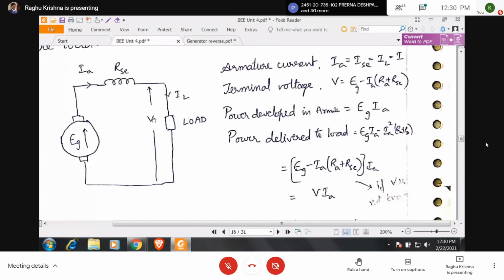So if we don't know V, how to calculate the power delivered to the load? First we have to calculate V. How to calculate V? V equals Eg minus Ia into (Ra plus RSC). We are going to get V. That V into IL gives power delivered to the load. IL equals Ia. If the elements are connected in series, current will be the same.